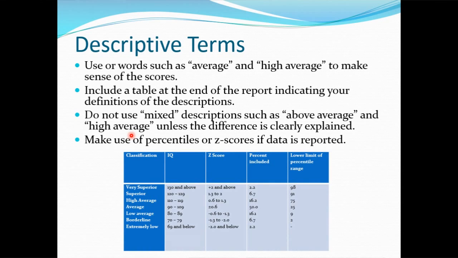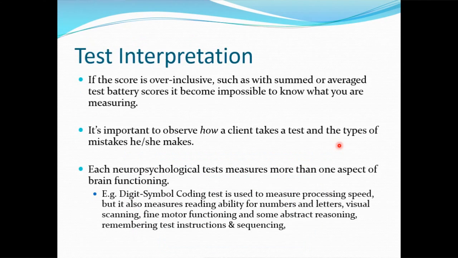What's the difference between above average and a high average? So one is above. How high above? Very high above? So be very clear in the terms that you use. And I'll say then put in a table, something similar to this, that you'll get in LESAC, saying what you mean by your descriptions. Okay. And then make use of percentiles or Z-scores, for the sake of the other neuropsychologists in the future.